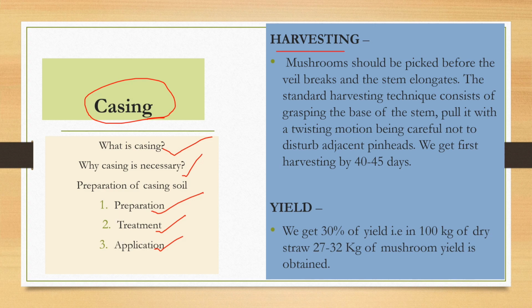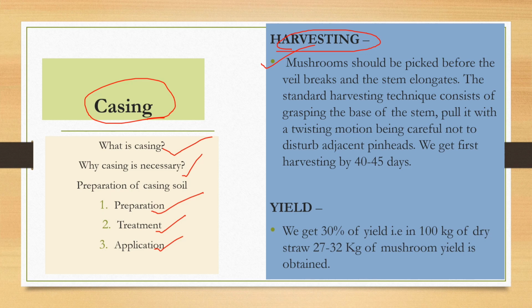Now comes harvesting and yield. Timing is the most important factor in button mushroom. Mushrooms should be picked before the veil breaks and the stem elongates. The standard harvesting technique consists of grasping the base of the stem and pulling it with a twisting motion, being careful not to disturb the adjacent pinheads. As the fruiting body is taken out, cover the area with casing soil. We get the first harvest by 40 to 45 days.